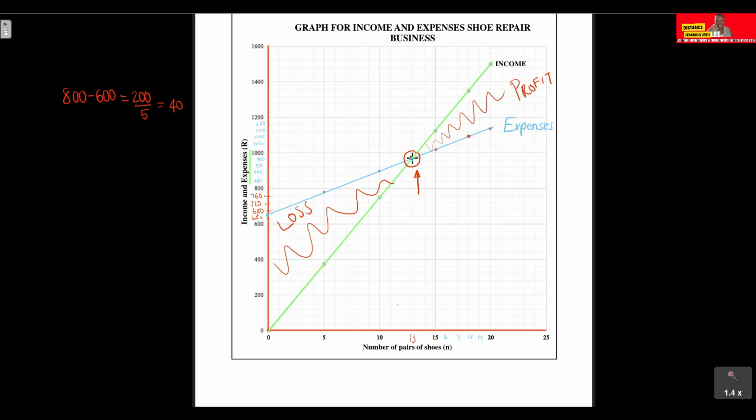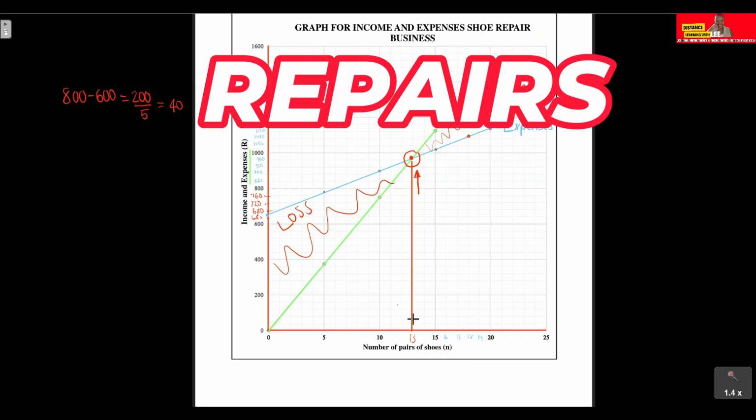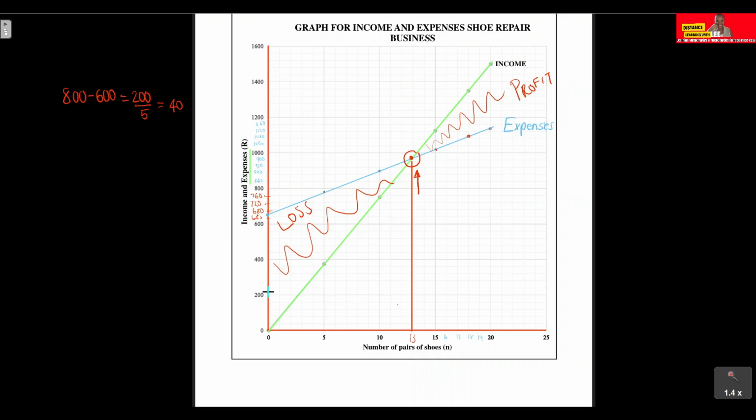Meaning that if she sells less than, if we go down from this point, if she sells less than 13 shoes, okay, then she's working at a loss. But if she sells more than 13 shoes, then her business starts to make a profit, okay. So that is how we use the break-even point. It helps us determine whether the business is working at a loss or whether the business is working at a profit, okay. So that's why this point is very important.